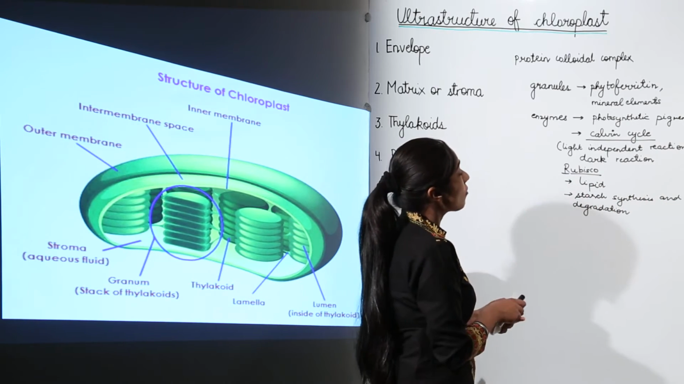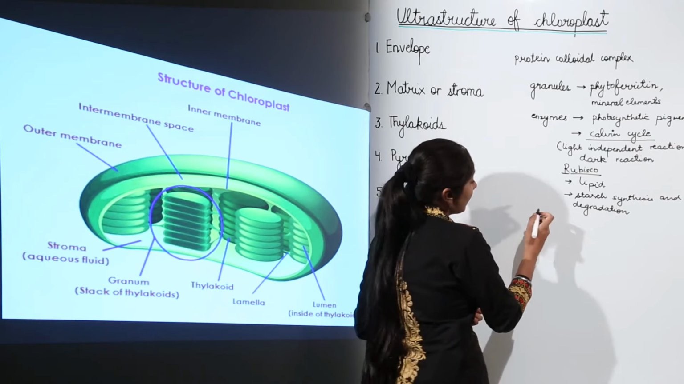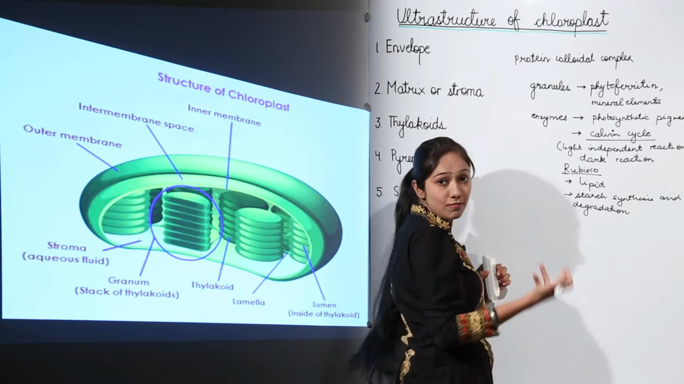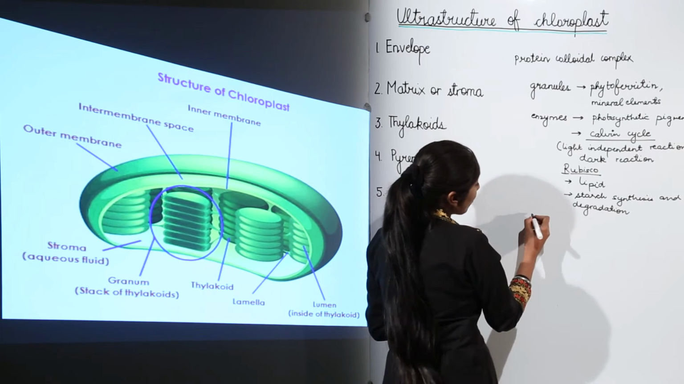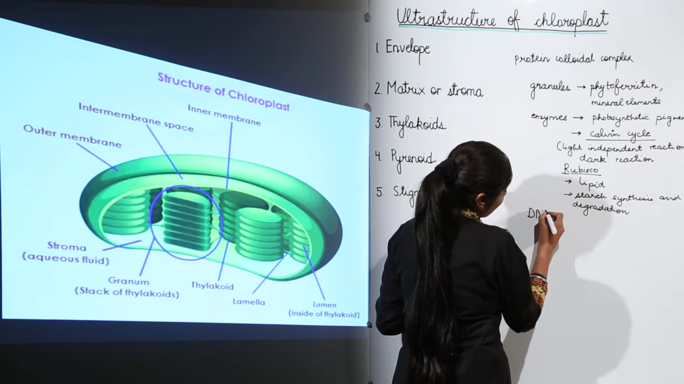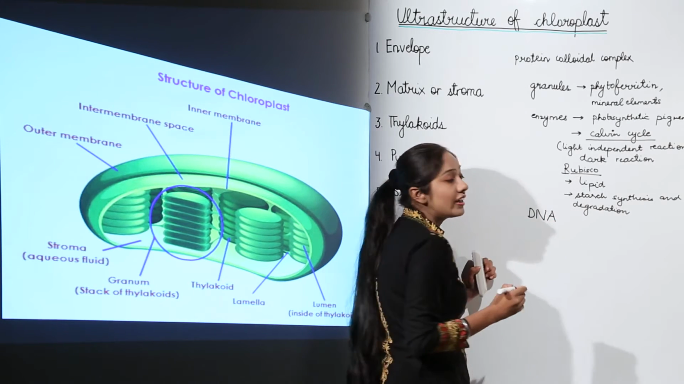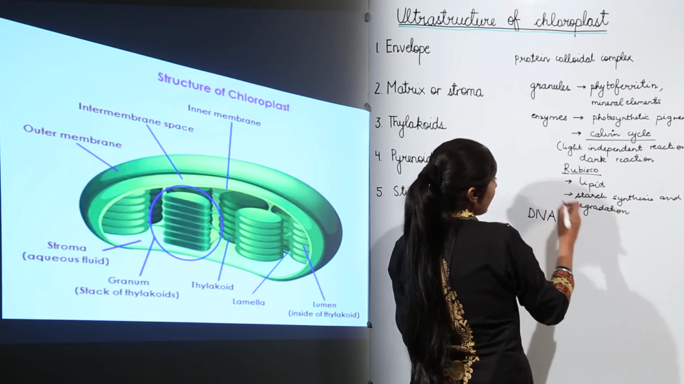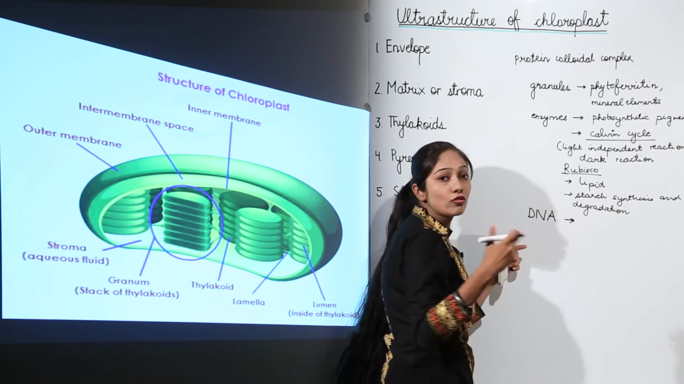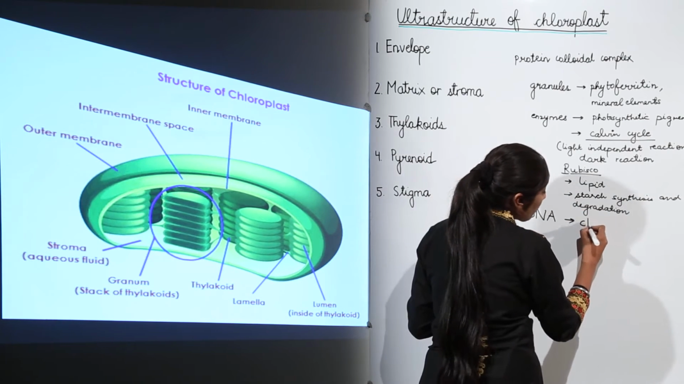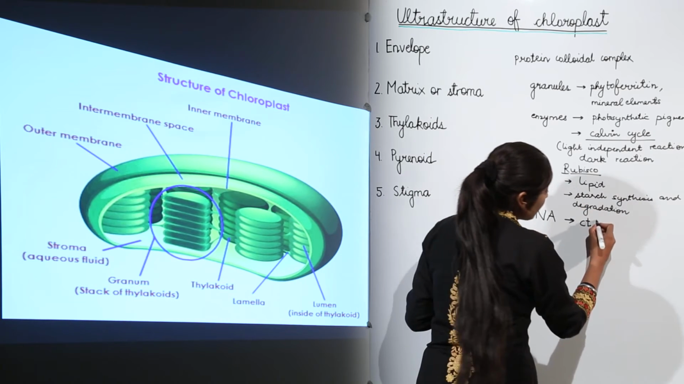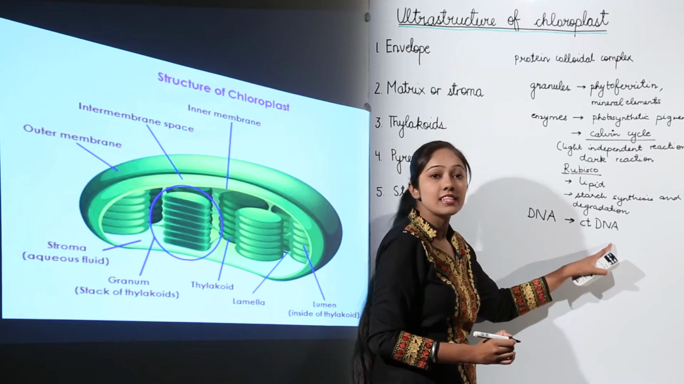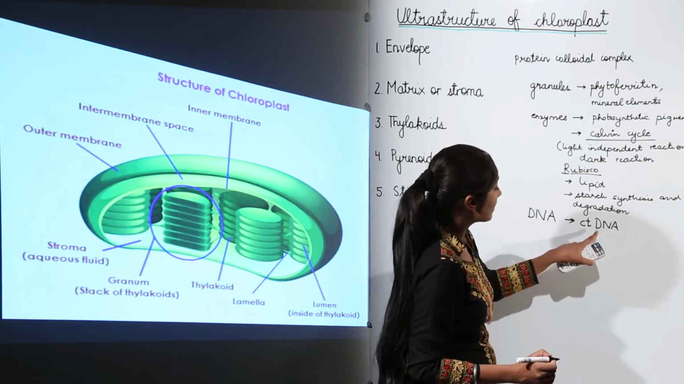Next, what else does the stroma contain? I told you, plastids have their own genetic material, and chloroplast is a form of plastid, a green colored plastid. So it also contains DNA. DNA is deoxyribonucleic acid. And this DNA, in the case of chloroplast, we call ctDNA, that is chloroplast DNA.